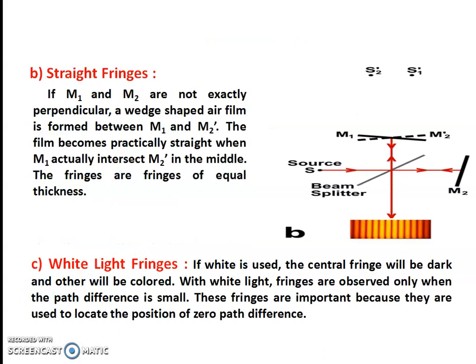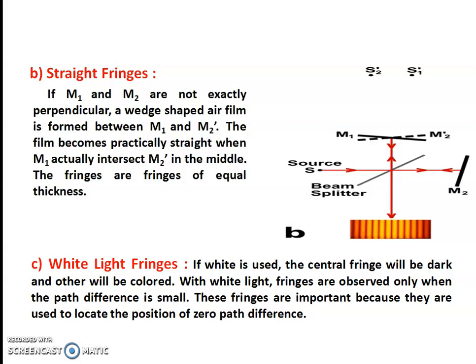Now, second, straight fringes. If M1 and M2 are not exactly perpendicular, then a wedge-shaped air film will be formed in between M1 and M2. The film becomes practically straight when M1 actually intersects M2' in the middle. The fringes are fringes of equal thickness, and this is how we get the straight fringes. So remember, if M1 and M2 are not exactly perpendicular, then we get straight fringes.